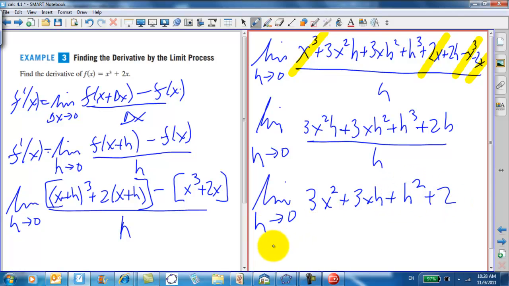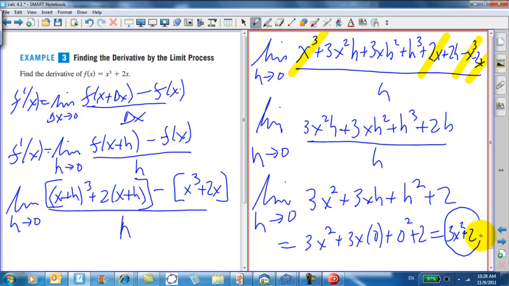And so now as we evaluate the limit, finally we can plug and chug. 3 times x squared plus 3x times 0 plus 0 squared plus 2, and you get 3x squared plus 2. That is the derivative. F prime of x equals 3x squared plus 2. So not only do we get the slope of the tangent line at one point, this little function here, 3x squared plus 2, tells us the slope of the tangent line at any point x, any point with an x coordinate on the original function.